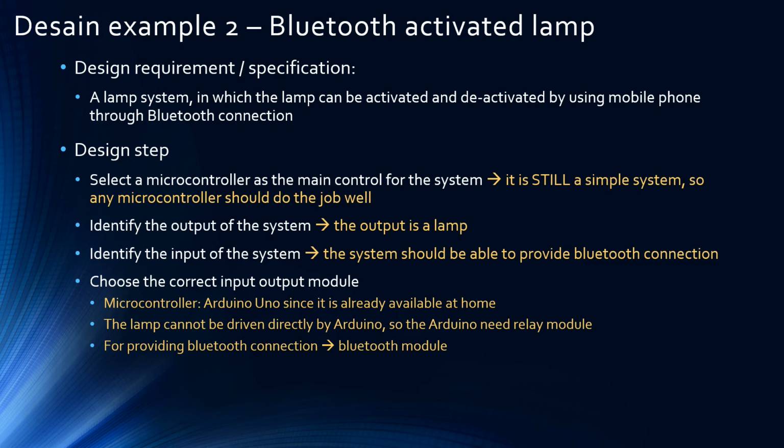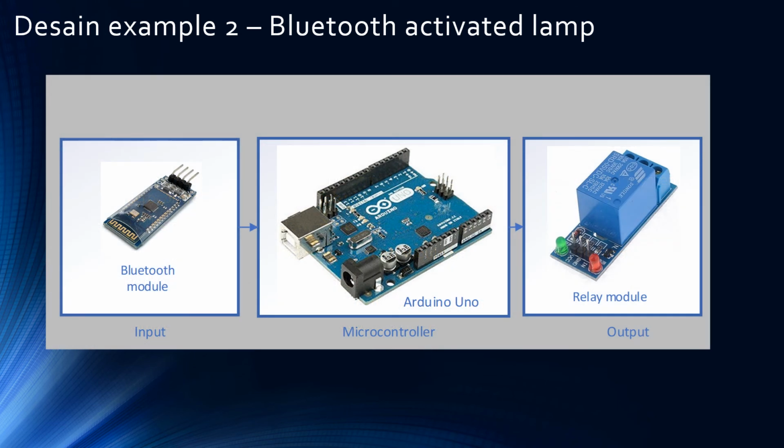The last one: for the input, we need to build the Bluetooth connection. Here we need a Bluetooth module, HC06. So the block diagram becomes like this. This is the main module for building this project. First we need Arduino Uno, then a relay module, and then a Bluetooth module as input to the Arduino.